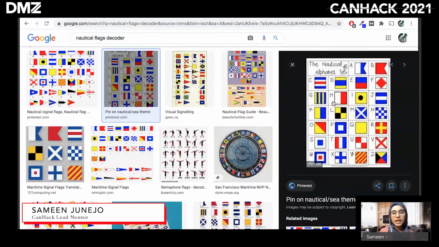So your best bet in these types of challenges is Google, because it could be anything. Like, we don't know what it could be. It could be cereal boxes, just as an example. It could be anything. It could be very random. So Google's your best friend with cryptography problems when they're not using an encryption algorithm.